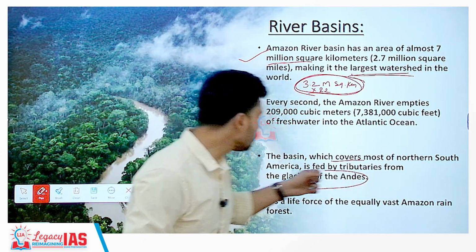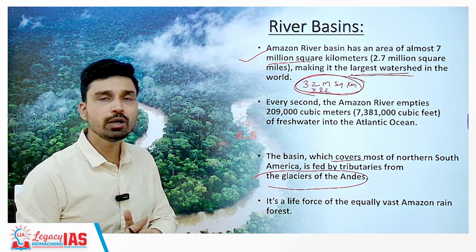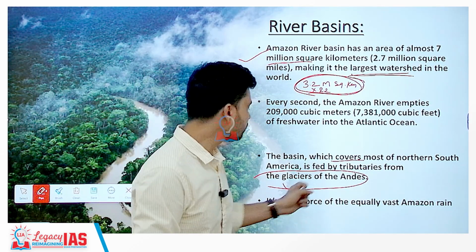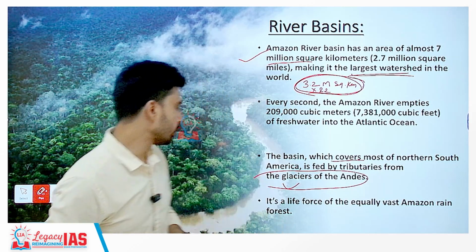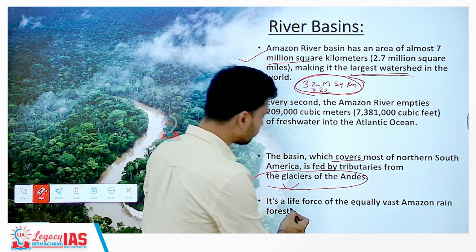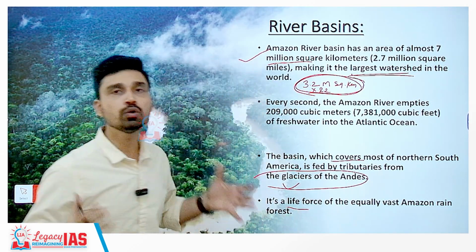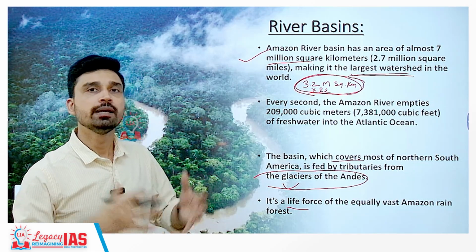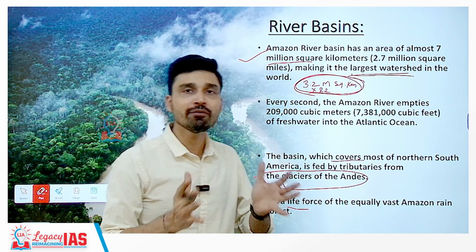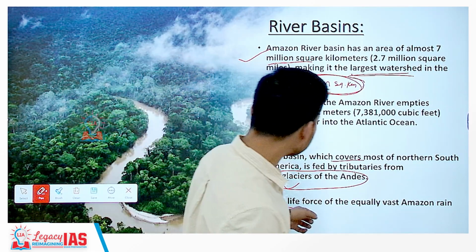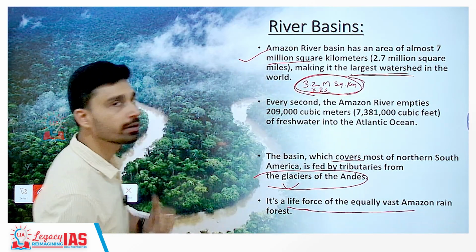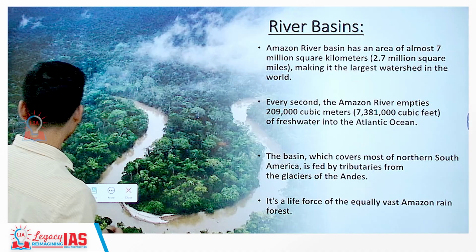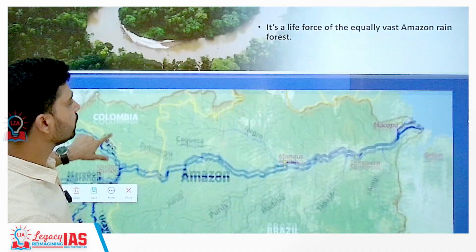Most of these tributaries of the Amazon, where do they originate from? Obviously they originate from the glaciers that you will find in the Andes mountain range. And because of its sheer size, the huge amount of fresh water volume that it has, the huge amount of biodiversity that it supports, the river is considered the life force of the Amazon rainforest.